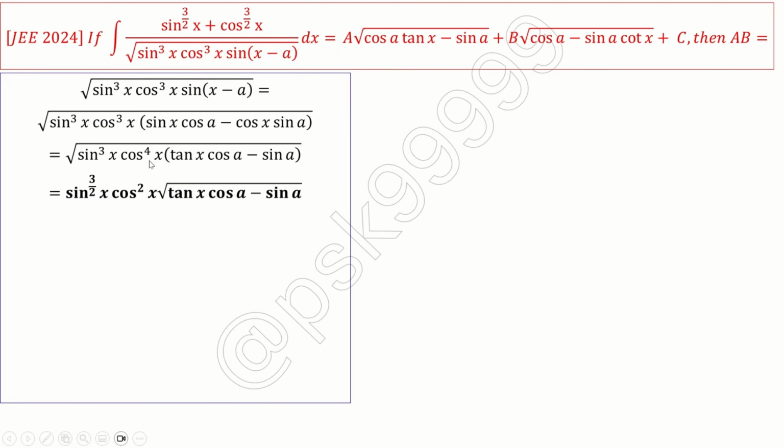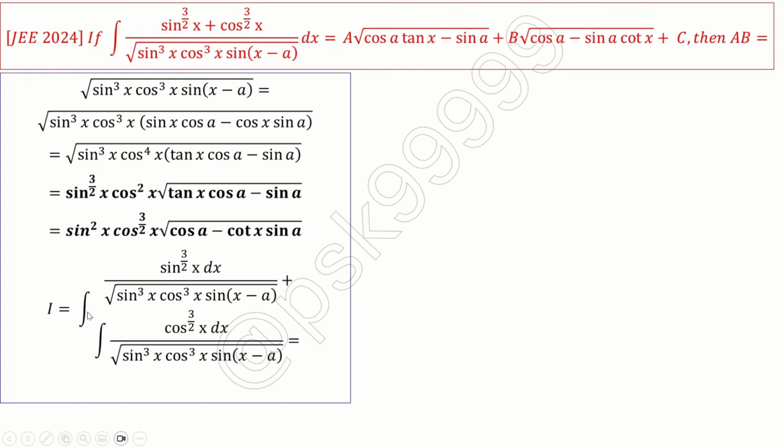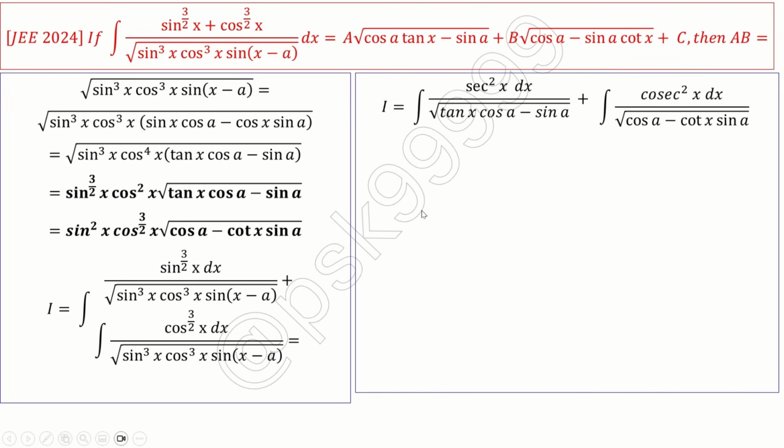Same expression, if I take sin x common, it will become sin square x into cos to the power of 3 by 2x square root of cos a minus cot x sin a. Now this I can replace with this value. This is very simple. So now I'm splitting the integration into a sum of two partial fractions like this. In the first integration I will solve using this denominator value, and the second integration I'll solve by taking the denominator as this value.